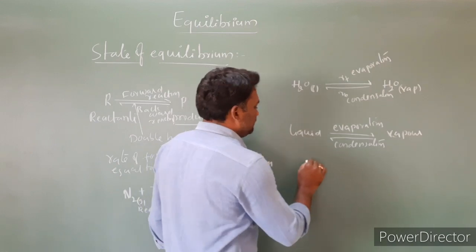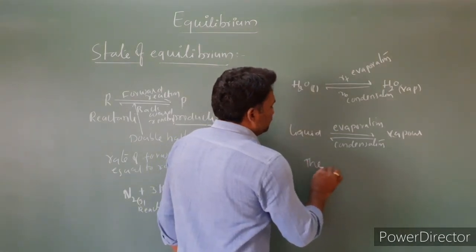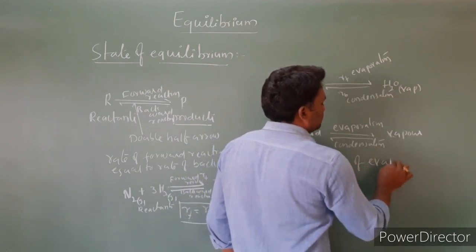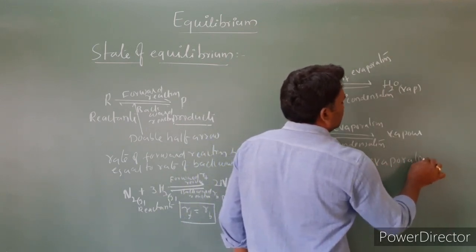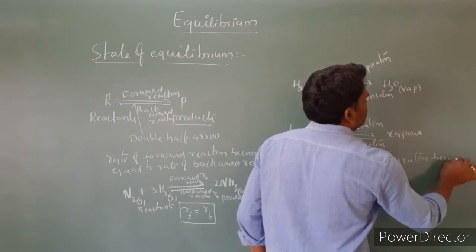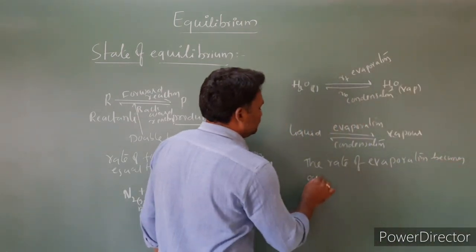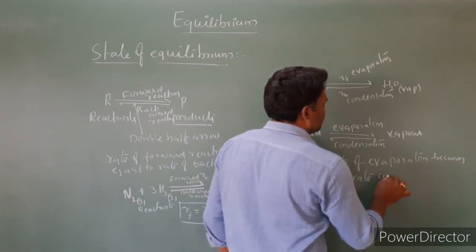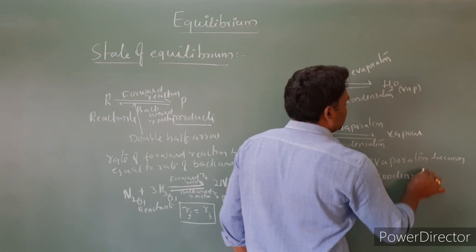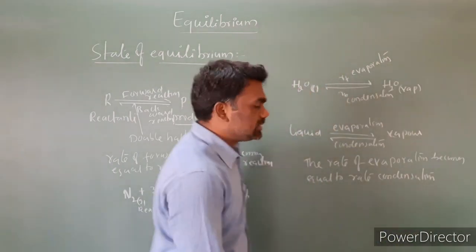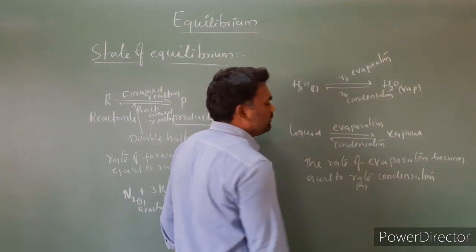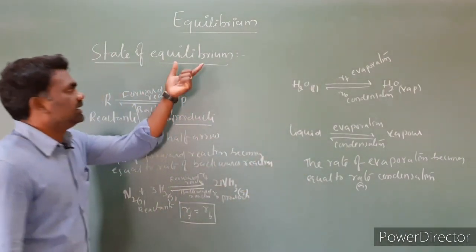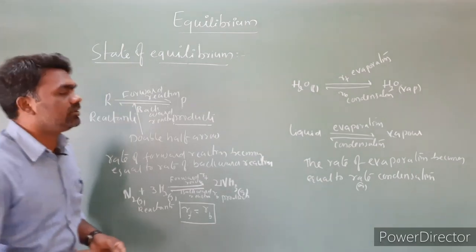So the statement is: the rate of evaporation becomes equal to the rate of condensation. In simple words, the rate of evaporation and condensation become equal. So we can say that there is an equilibrium state, nothing but a state of equilibrium.